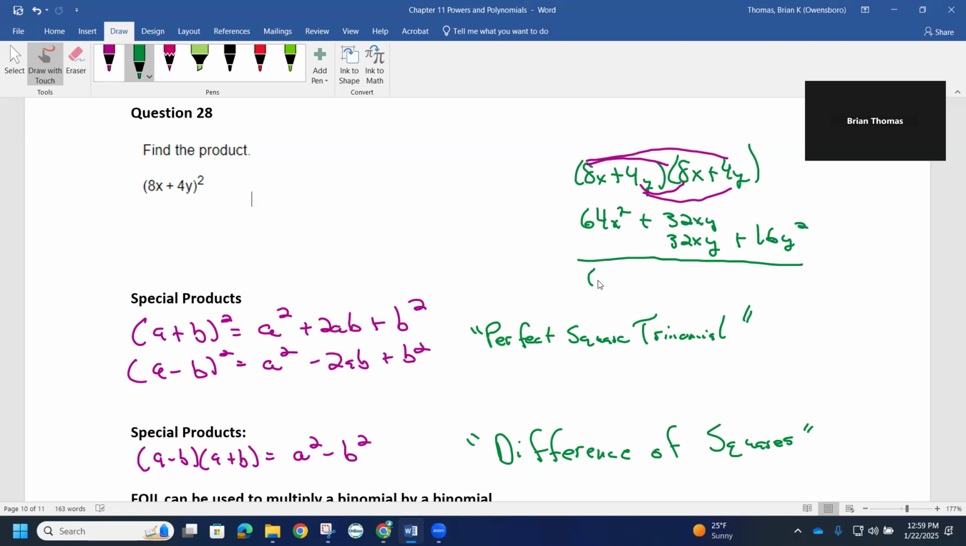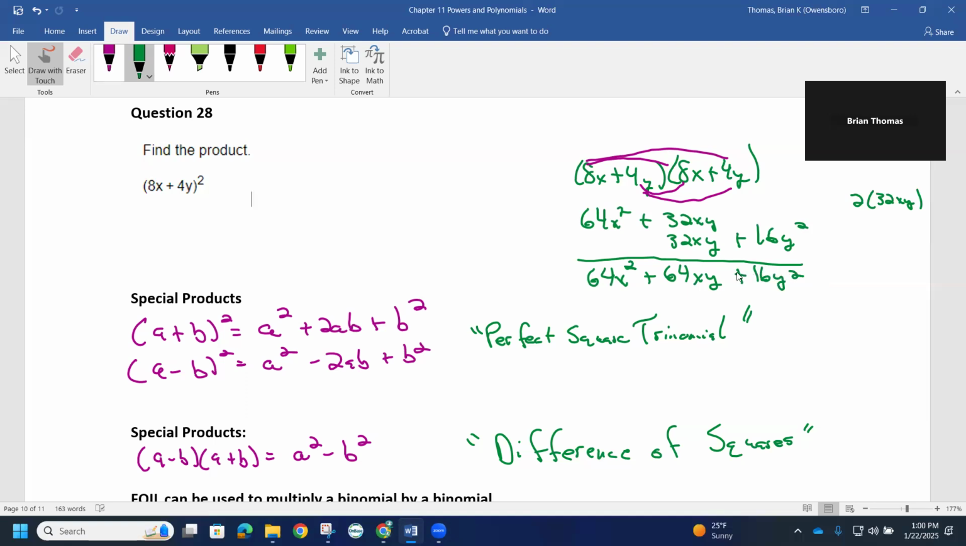So really what we have is 64x squared and two of these. So two of those is basically like multiplying by two. So that's really like saying 2 times 32xy. So since there's two added together, I can also write that as 2 times 32xy. So the bottom line is we're still going to get the 64x squared plus 64xy plus then the 16y squared.